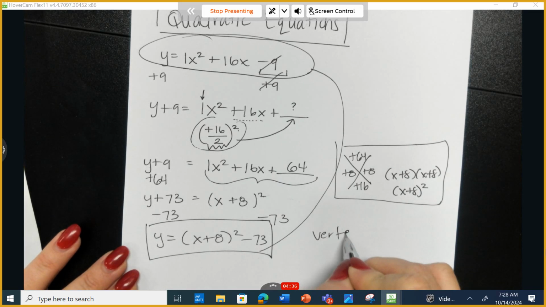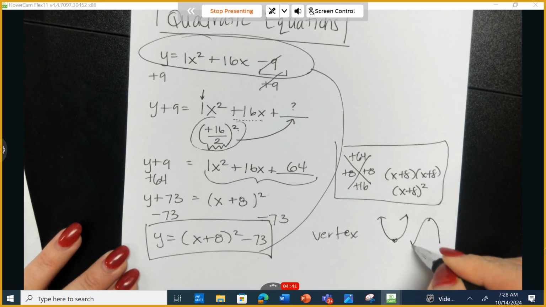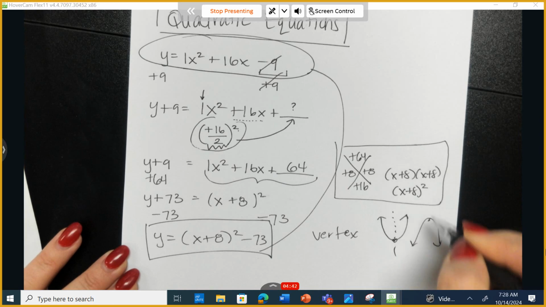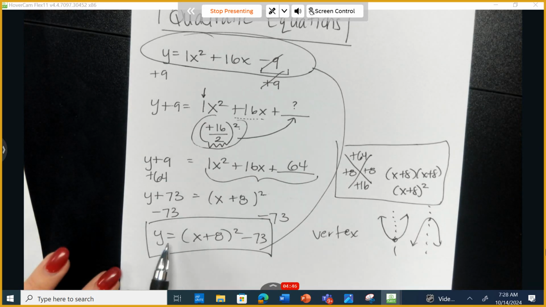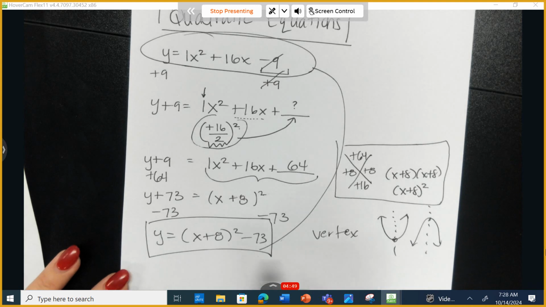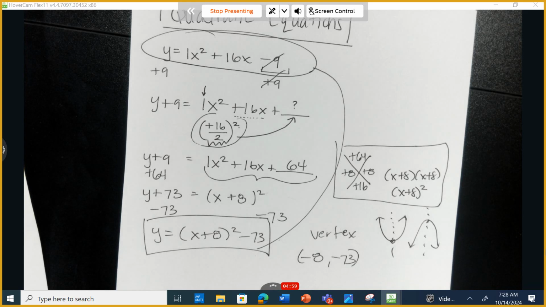So the vertex of this, if you're wondering what is the vertex, remember it is our lowest point or it's our highest point. It also splits our parabola so that we have 2 equal halves because it is symmetrical. The vertex can easily be identified. In this case, the vertex is -8, -73. So on the graph, -8, -73 would be where I can find the vertex.